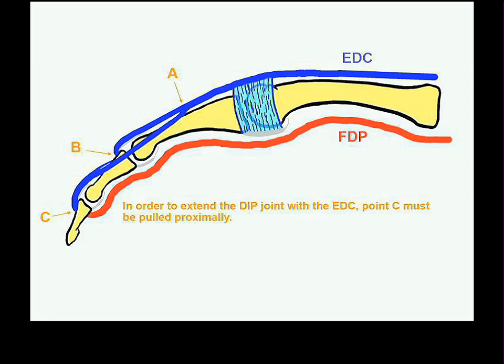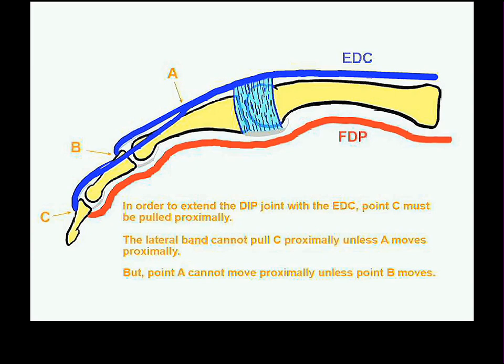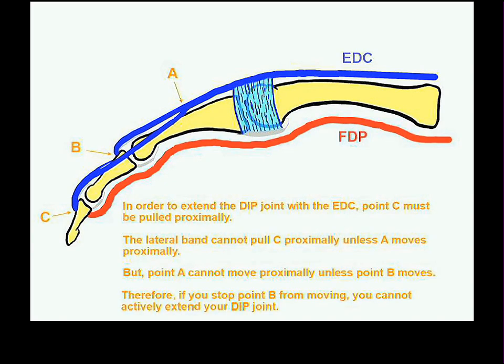It has to go sort of up and backwards. That's how you would do it. You would pull on this tendon, and that would have to move point C proximally. But the lateral band cannot pull point C proximally unless A moves. That should be obvious from this. The only way this is going to get pulled that way is if A shifts proximally as well. But A cannot move proximally unless point B moves, because it's attached to point B. Hence, if you stop point B from moving, you cannot actively extend the distal interphalangeal joint. Part of trick 1.